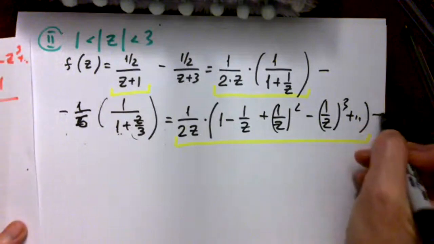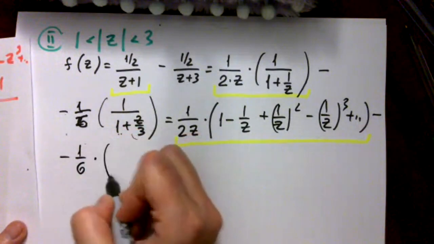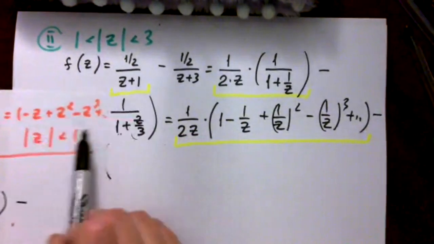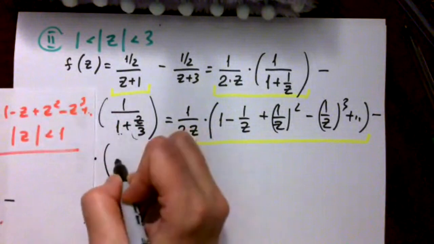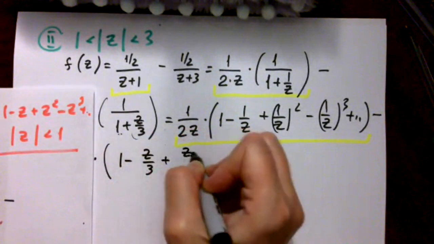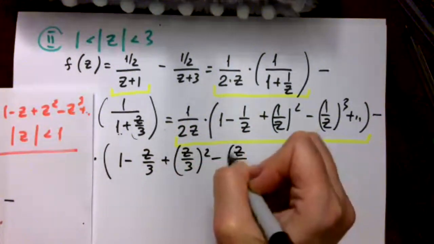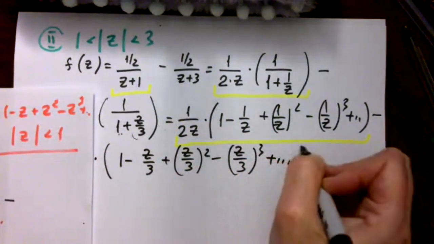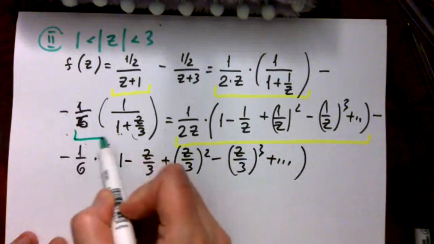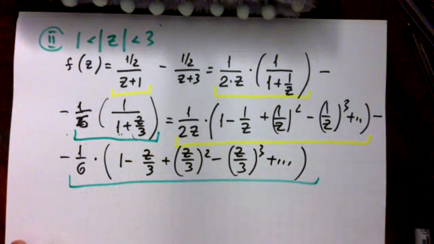Too much writing everywhere. Okay, and the second term had 1 over 6 in front. And again, I'm going to use the same canonical expansion, but instead of z, I'm going to substitute z over 3. 1 minus z over 3 plus z over 3 squared minus z over 3 cubed and plus so on, and so on. And maybe I will use some green color. So this is the second term, and this is the second term again.